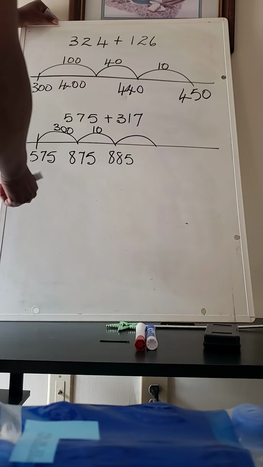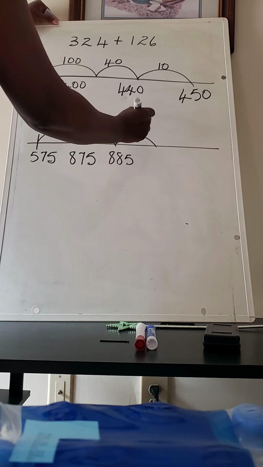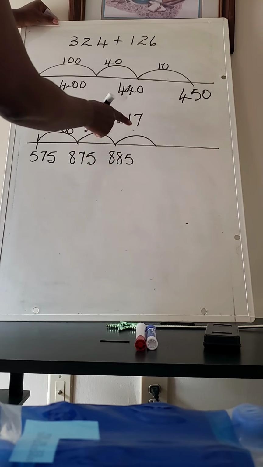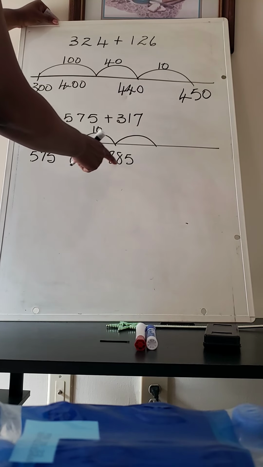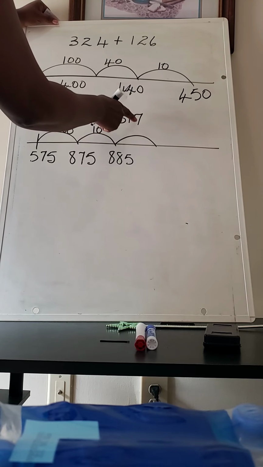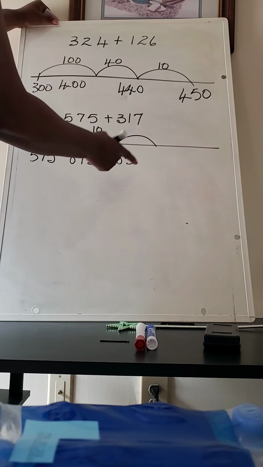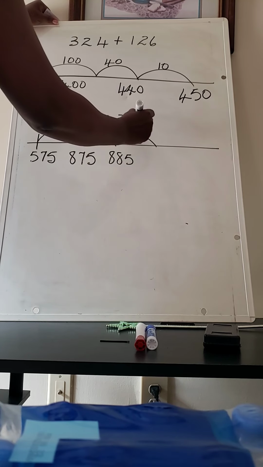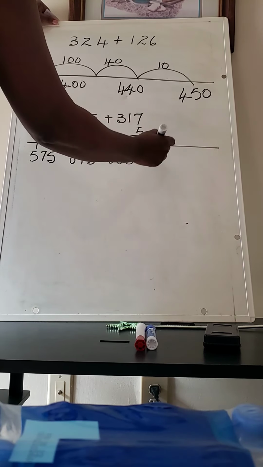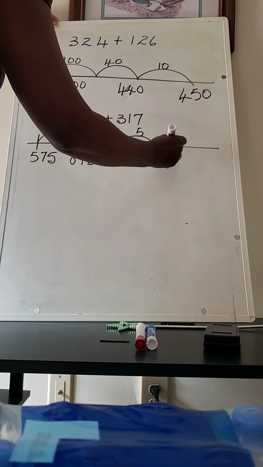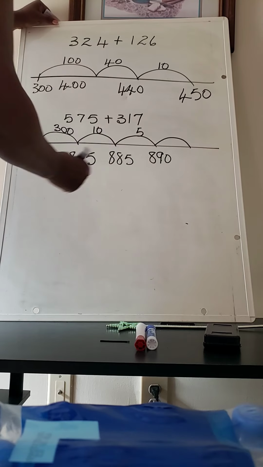So now we're going to add our 7 ones. But we want to bring it to the next 10. So 885, what shall we take from our 7 to put with our 5 to get the next 10? Yes, we are going to add 5. And so this is going to take us to 890.